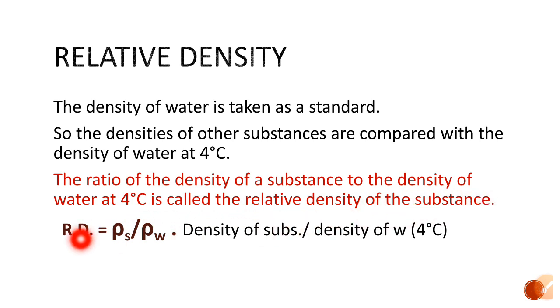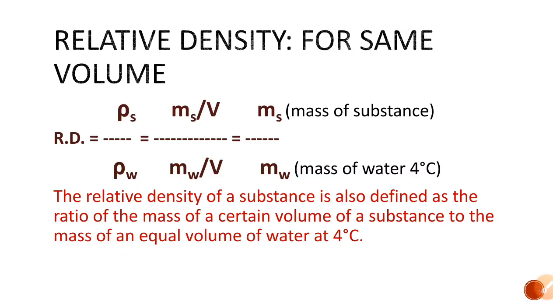So the relative density is equal to, see, this rho S means the density of the substance divided by the density of water at 4 degrees Celsius. So here the line is given: density of the substance divided by the density of water at 4 degrees Celsius. This is a ratio, and this ratio is called the relative density of the substance.